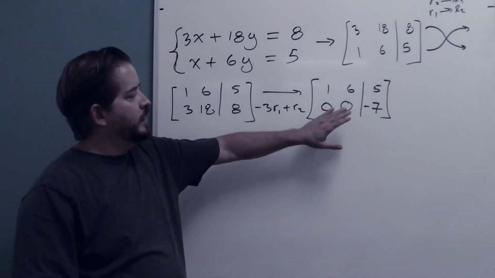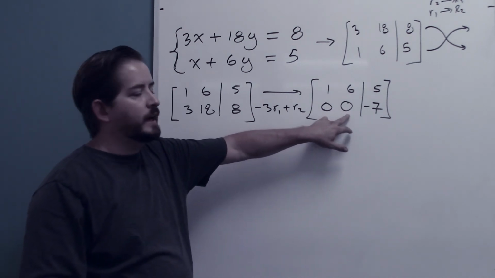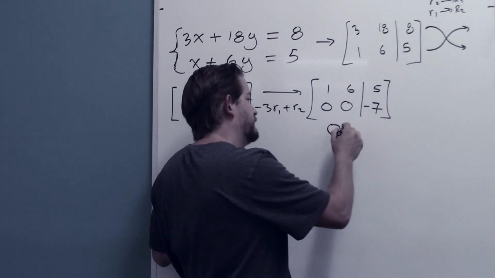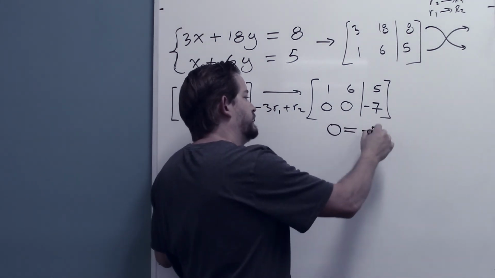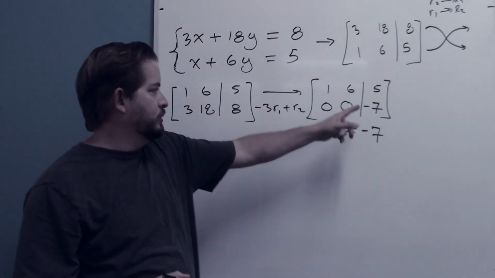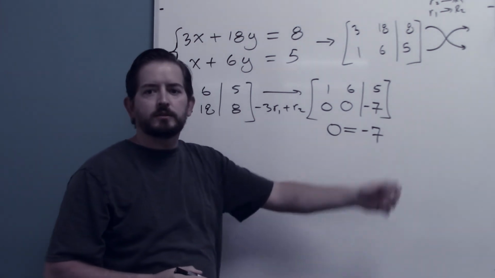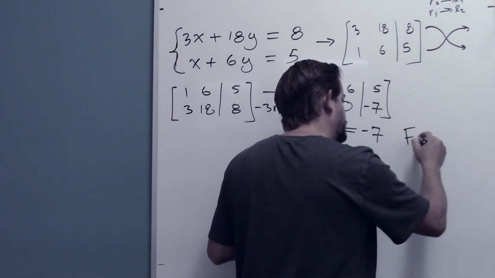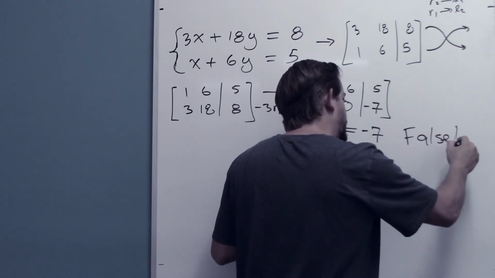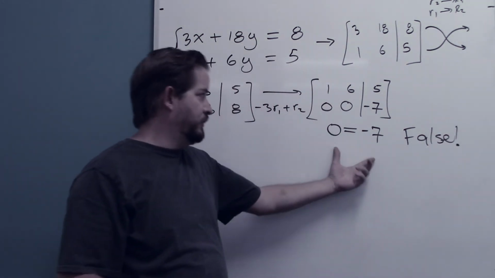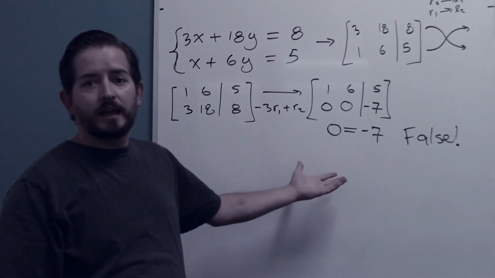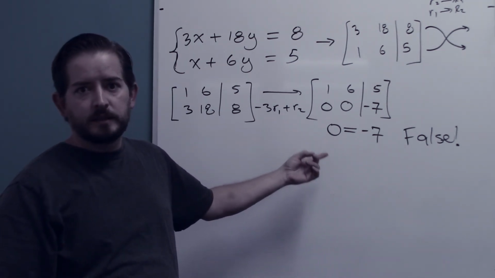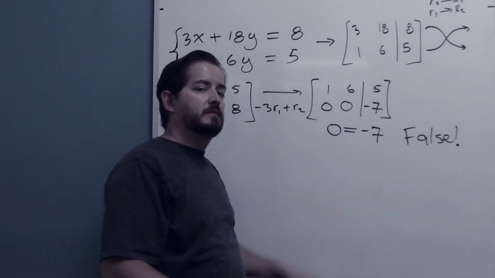But if you look at this bottom equation, there's no x's, no y's. 0x plus 0y is 0. That bottom row is the equation 0 equals negative 7. And when we saw something like this in the past, that's blatantly false. If my x and y drop out and I have a false statement, what do I have? Graphically, I have parallel lines. My solutions, there aren't any.